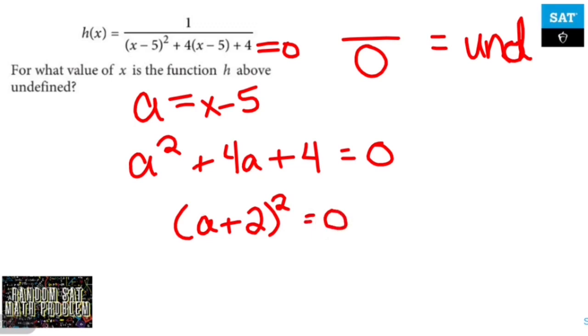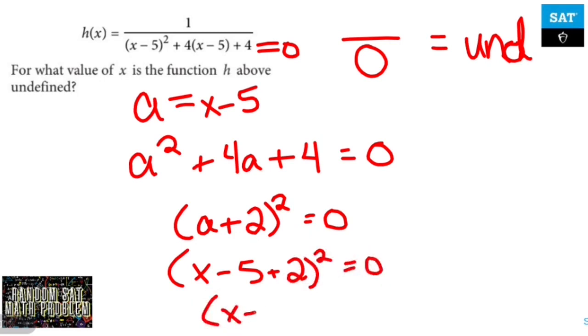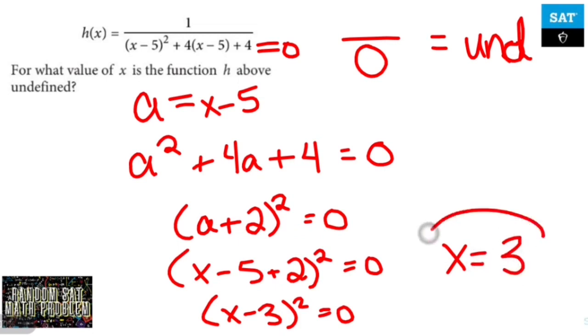Now, I'm not just going to say -2 and I'm done, because my job is not to solve for a. My job is to solve for x. And what was a? x minus 5. So I'm going to go back and replace a with x minus 5. So I have that. That becomes x minus 3 squared. And I have a double root where x cannot be 3. So the question is, for what value of x is the function h above undefined: when x is 3, and that's the only one because I had a perfect square trinomial.